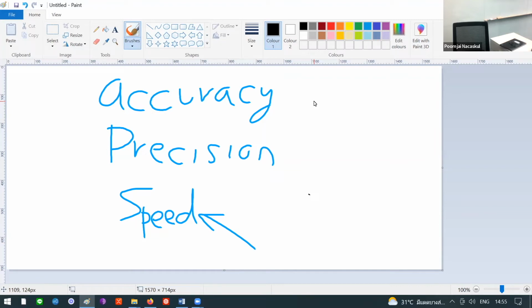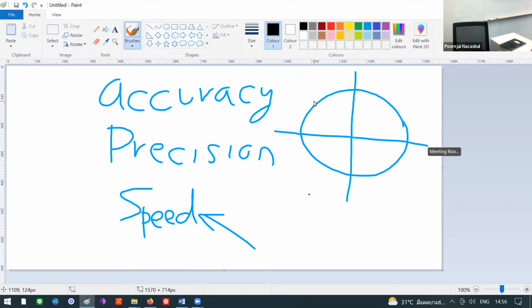So I'm not going to talk about speed. I'm going to talk about accuracy and precision. Precision is a little bit like this. Let me make it even simpler. If you get one shot, it's accuracy. You want more accuracy. There's no meaning of precision because it's about consistency over time.